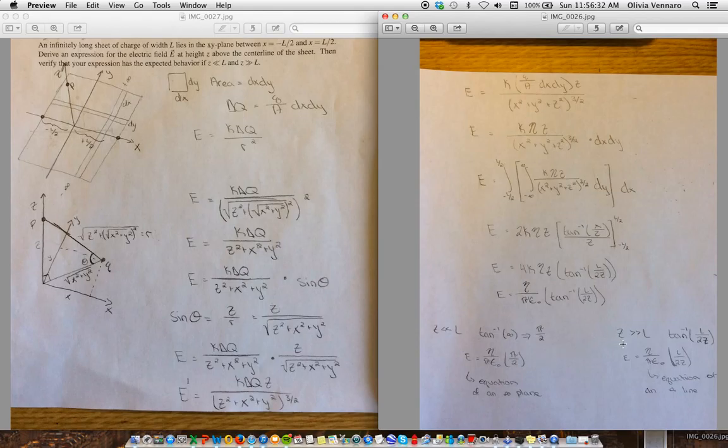And then if z was much greater than L, you're dividing by a really large number, which causes the whole thing to just approach 0. And taking the inverse tangent of that will just cause the whole thing to just approach itself, which would make the equation L over 2z. So you plug that in, and it becomes the equation of an infinite line, which makes sense because if z gets really far away, the reference point just looks like a line of charge.